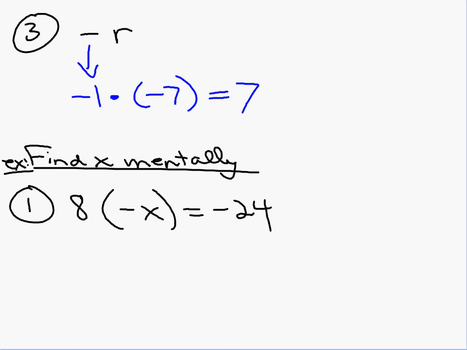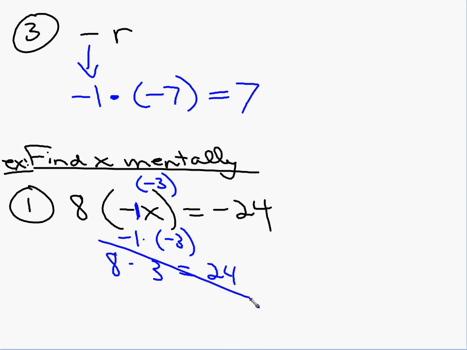If I would have put in a negative 3 here, well, this is like a negative 1, right? So negative 1 times negative 3 would be positive 3, and then 8 times 3 is positive 24, which is not what we want. So the answer is 3. Okay? A couple of you said 3 the first time. You were correct. All right?